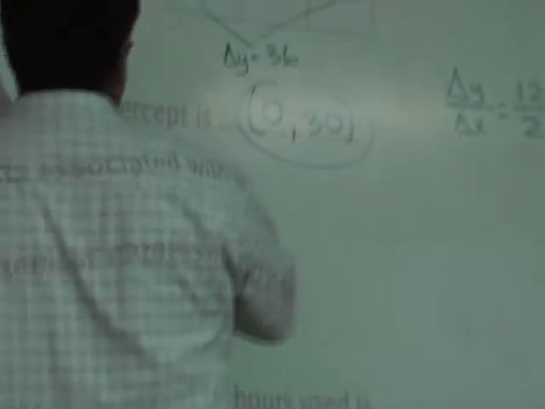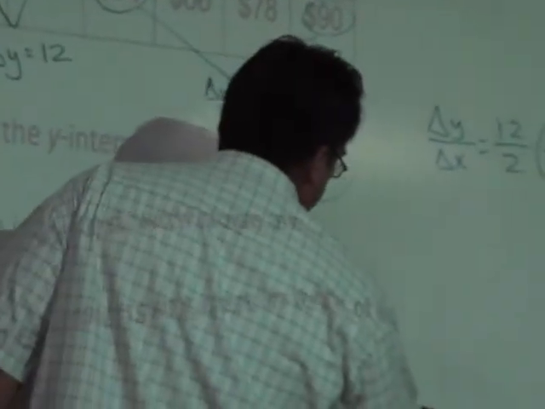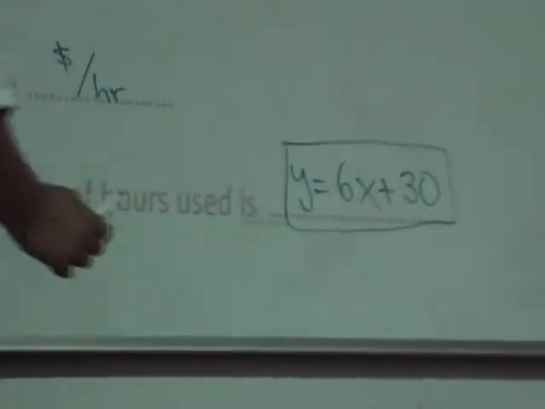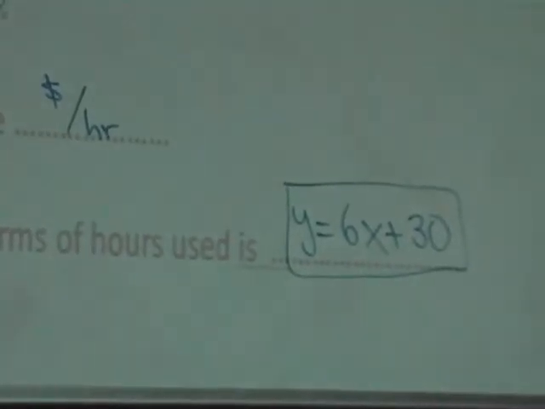Now give me the equation of the line. We know the y-intercept, and we know the slope. So help me out. y equals? 6x plus 30. mx plus b. There you go. 6x plus 30.